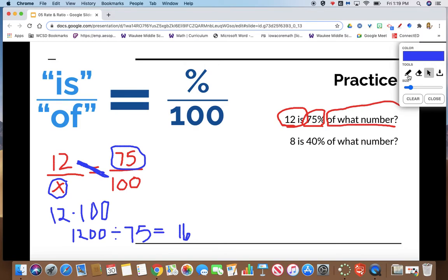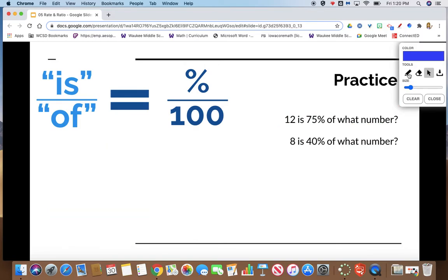Let's try another example. 8 is 40% of what number? Set up your percent proportion by setting up two fraction bars equal to one another. You know which number always goes down here? Our 100. Next, I like to look for the percent. What's our percent in this sentence? 40. That's always going to go over 100, the percent is. Now let's look and see if we have an is or an of. 8 is, so that's going to go in our part.